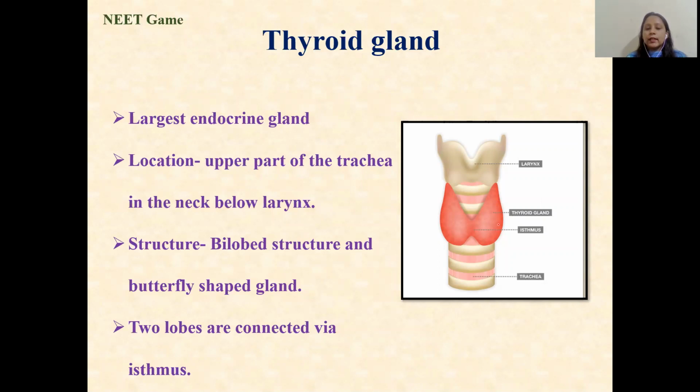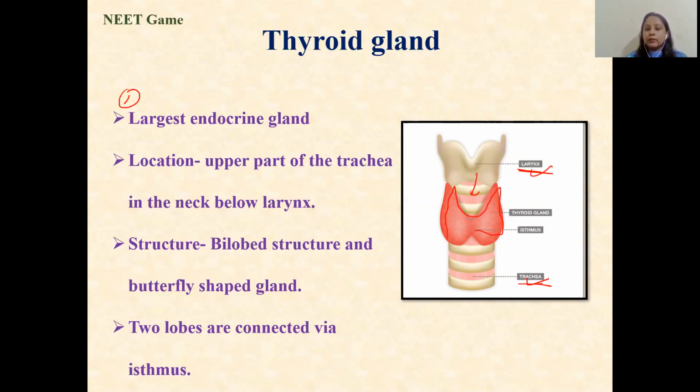If we study the structure, first of all, it is the largest endocrine gland. This is the first and most important point: it is the largest of all the endocrine glands we will be studying. Coming to its location with respect to the larynx, which is the voice box, and the trachea, which is your windpipe, it is located on the upper portion of the trachea and below the larynx.